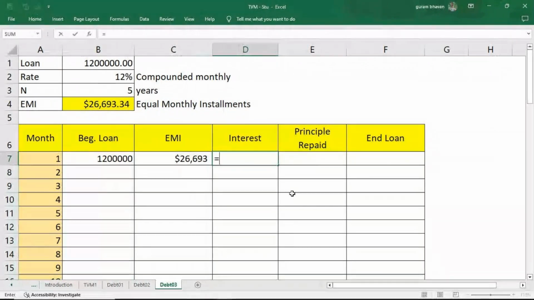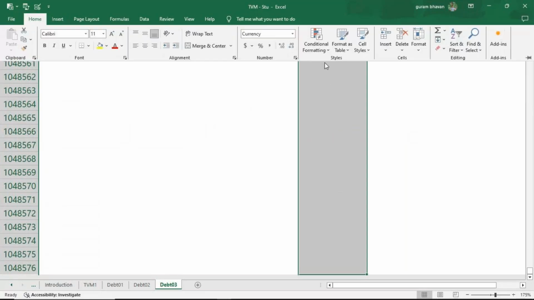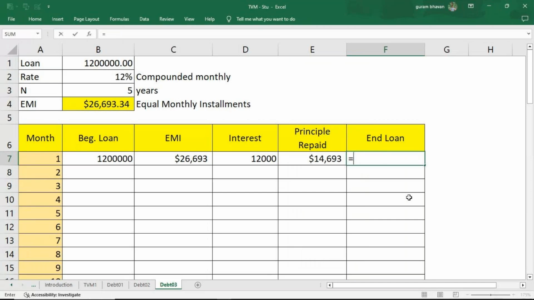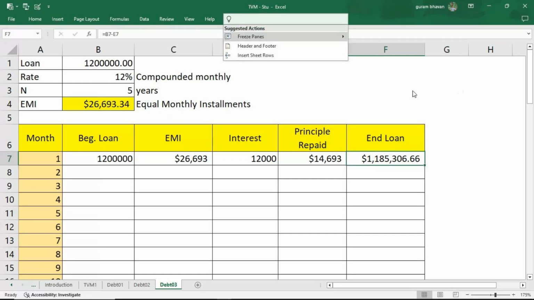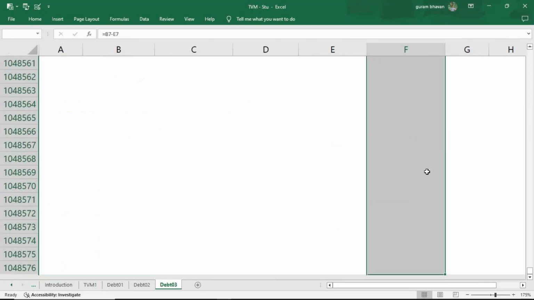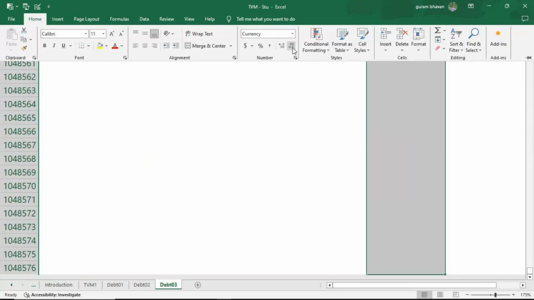Equals interest, so beginning loan into 12% divided by 12, then principal repaid, EMI minus interest. Here also control shift down arrow, go to home and reduce the decimal. End loan equals beginning loan minus principal repaid. Here also control shift and down arrow, go to home and reduce the decimal.